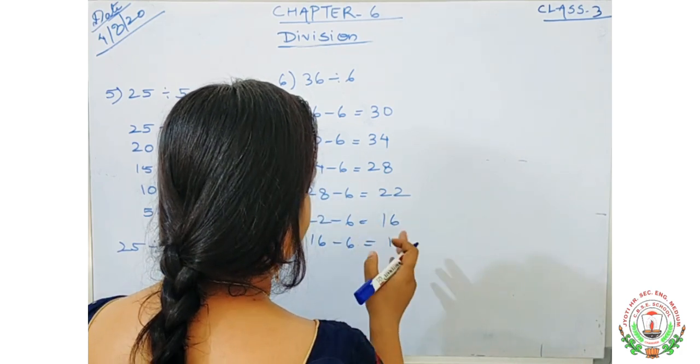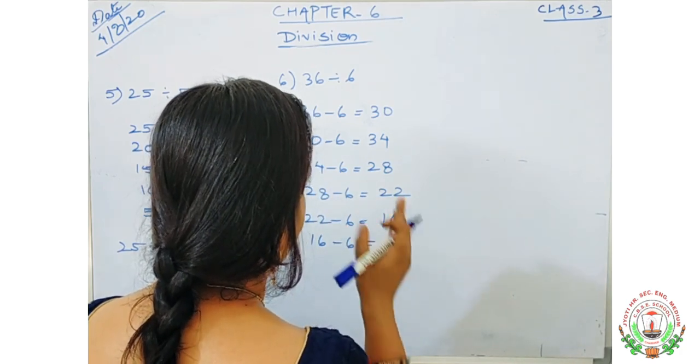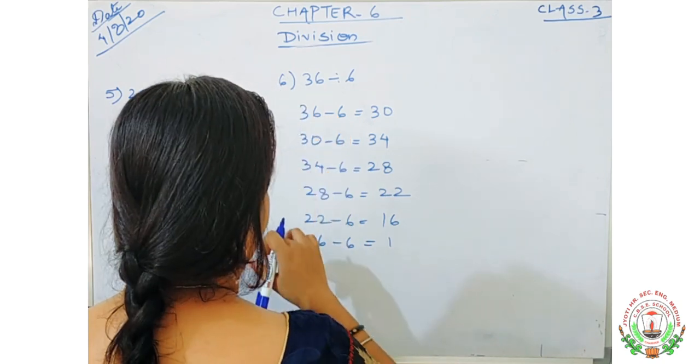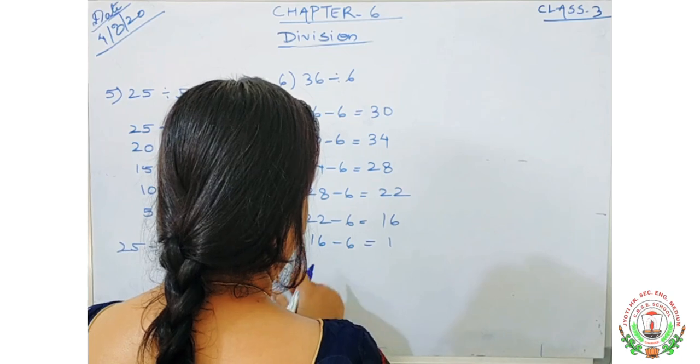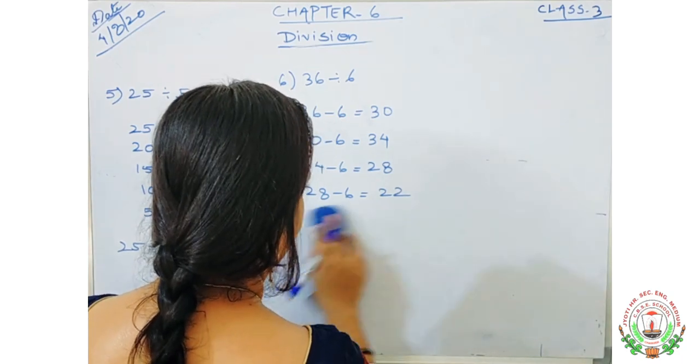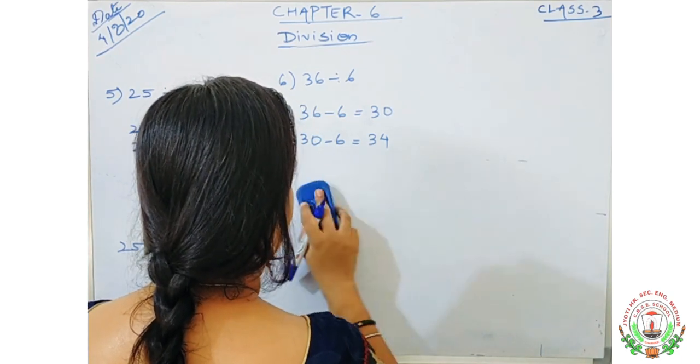Let me count again, 6, 7, 8, 9, 10, 11, 12, 1, 2, 3, 4, 5, 6. We will do it again.